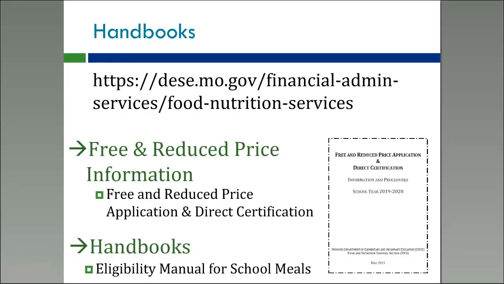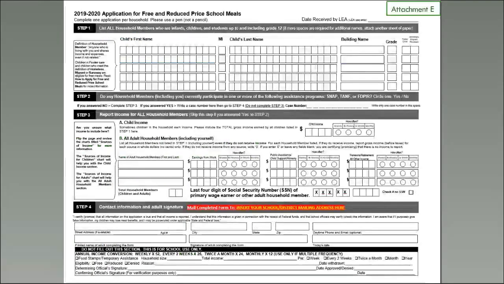Throughout this presentation, we'll be referencing the Free and Reduced Price Handbook and the Eligibility Manual. The Free and Reduced Price Handbook and all the attachments are on our website under Free and Reduced Price Information, and the Eligibility Manual is put out by the USDA and is on our website under Handbooks.